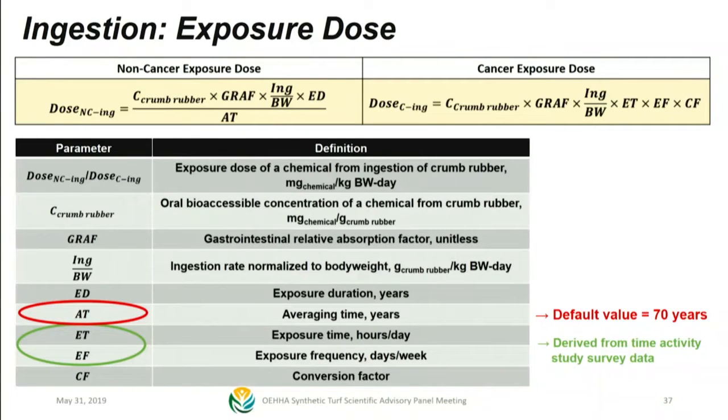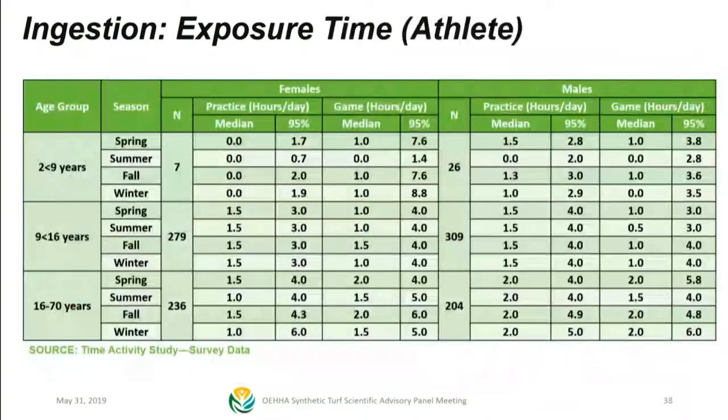And then the exposure time and exposure frequency, we talked about these earlier. They represent the hours per day and days per week that field users spend on the field. The data presented before were in different age groups, so now we have the data with the four OEHHA age groups, as you can see here. So this table shows the data of the exposure times based on these age groups. Differences between gender and age, and again, the data are separated based on season and for practices versus games.